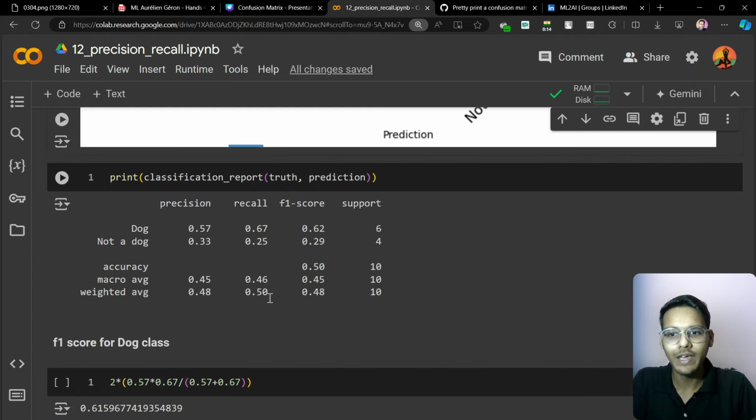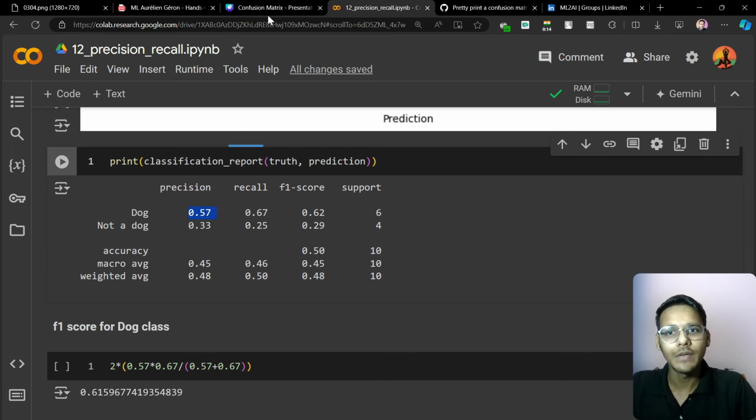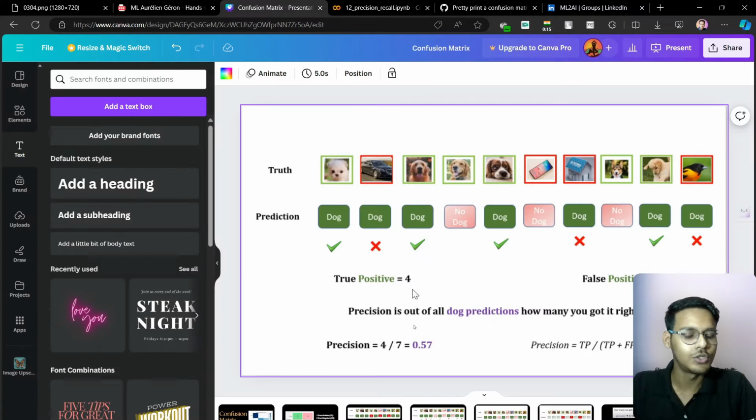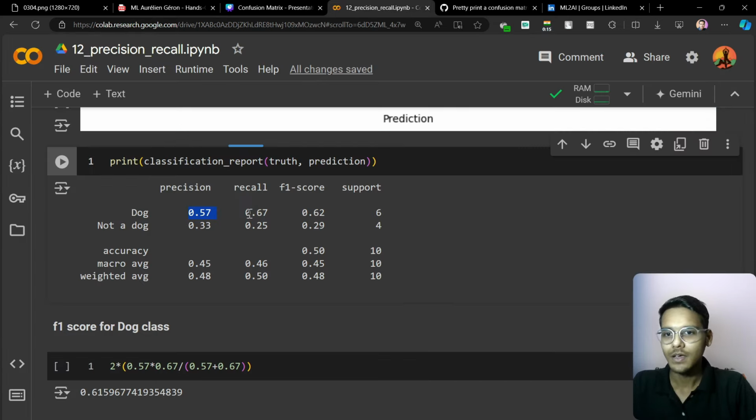Now, what we are going to do is get a classification report. We don't have to manually calculate the precision, recall, F1 score, and all the blah blah. You can see here we have got the precision for the dog 0.57. And you can see here we have got 0.57. Yes, you are right, guys. And here we got the recall as 0.67. Let's see. Here the recall is 0.67 for the dog. Okay, so this was the simple thing. You can also get the accuracy. Accuracy is 0.5, you can see, and all these things. And F1 score is also calculated here.